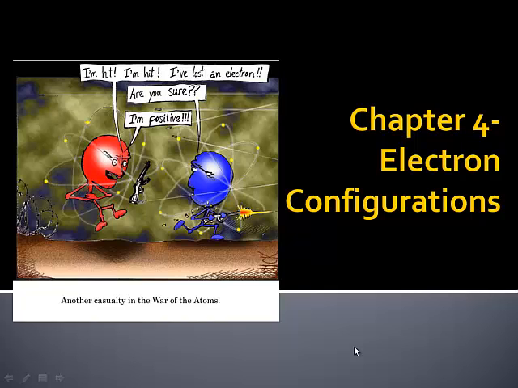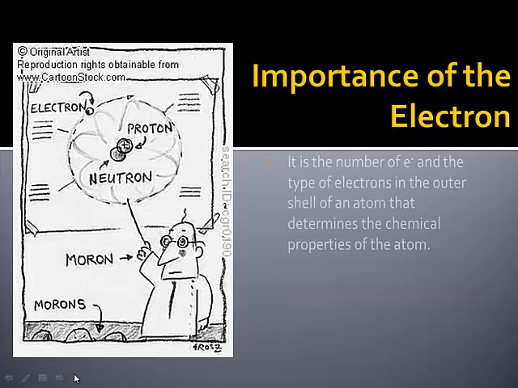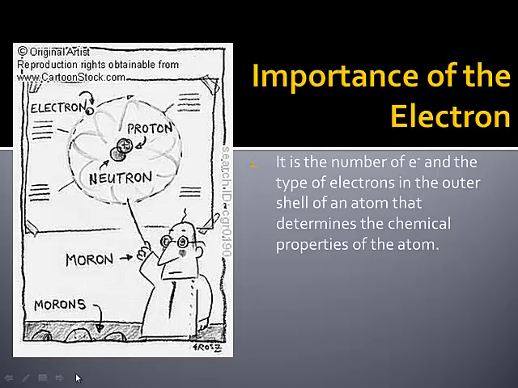So the next unit that we're going to look at focuses on the electron and the effects of the differences in types of electrons on the atom and its chemical behavior. So let's start by talking specifically about, well, what is important about the electron?